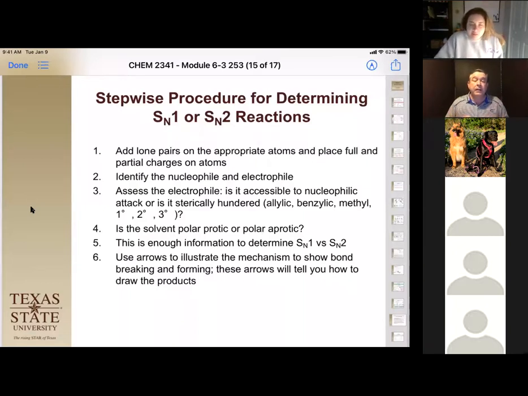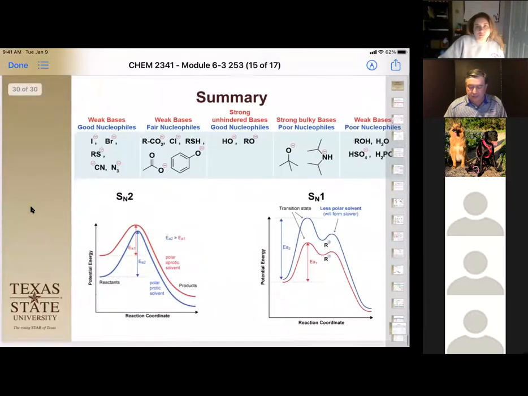And if not, go ahead and start pushing electrons around with arrows to prove to yourself that it's an SN1 or an SN2 reaction. Any questions on this? This strategy will help you with all of your homework, by the way. Well, not all, but some of it.